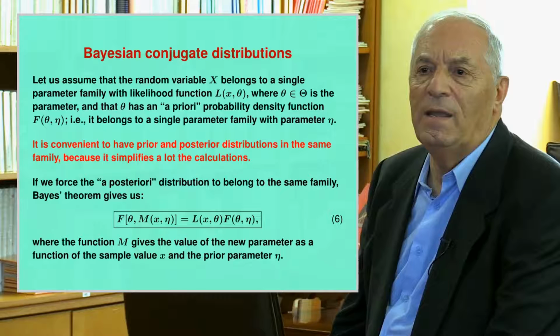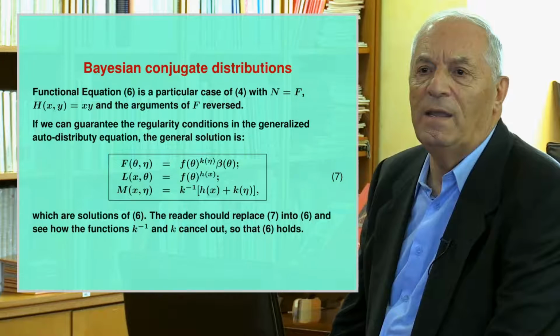If we force the a posteriori distribution to belong to the same family as the prior, Bayes' theorem gives us expression 6, where the function m gives us the value of the new parameter as a function of the sample value x and the prior parameter eta. Functional equation 6 is a particular case of equation 4, with n equal to f, and h is the product x times y, but the arguments of f are reversed.